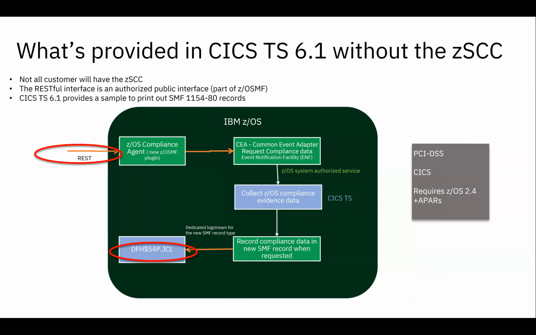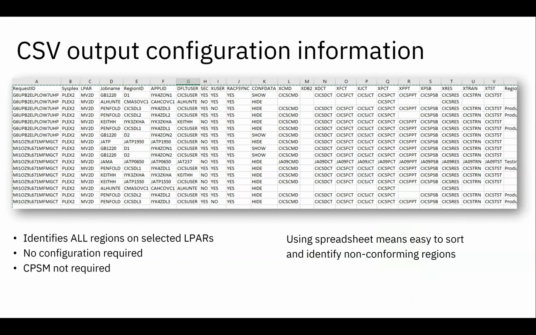What we do if you haven't got the tool, well, we've got much of the same mechanism. Basically, that's all of the CICS data. You issue a RESTful request to something that's running on z/OS, the compliance agent, and that generates an event which CICS listens for and writes out data, which you can then run a piece of JCL against. What the JCL will produce for you is a spreadsheet of all of your regions. Now, you don't need CPSM to do this. It will give you all of the regions that are running on that LPAR, the LPARs that you selected when you do the RESTful request.